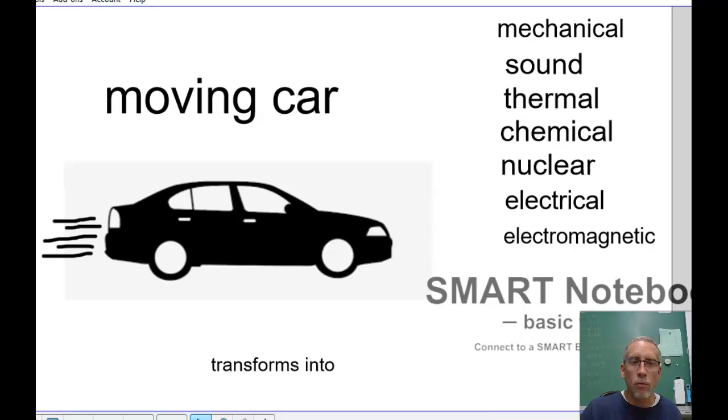Now, you all know this one, a moving car. What are we trying to do with a car? We're trying to get it to move, right? What do we need to get it to work? Well, in most cars, you put in some gasoline, right? So you got to start with some gasoline to get the motion out.